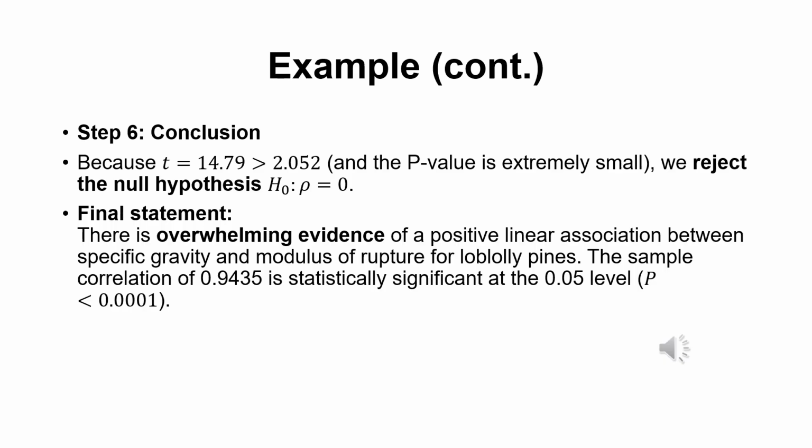Step 6. Conclusion: because our computed t of 14.79 exceeds the critical value of 2.052, and the p-value is extremely small, we reject the null hypothesis that ρ equals 0. Final statement: there is overwhelming evidence of a positive linear association between specific gravity and modulus of rupture for loblolly pines. The sample correlation of 0.9435 is statistically significant at the 0.05 level, with a p-value less than 0.0001.